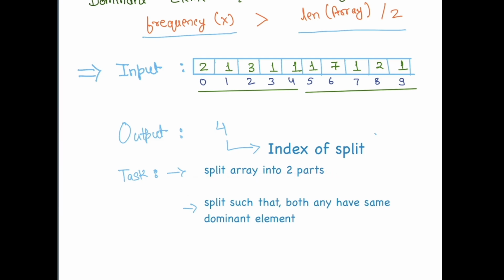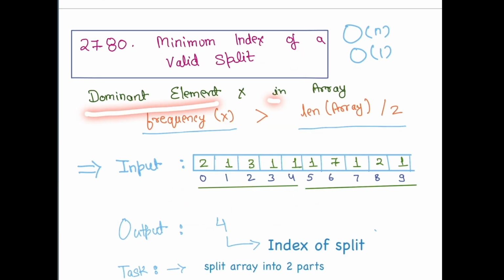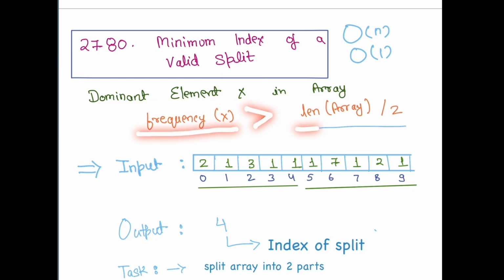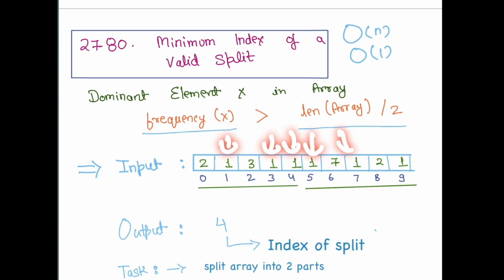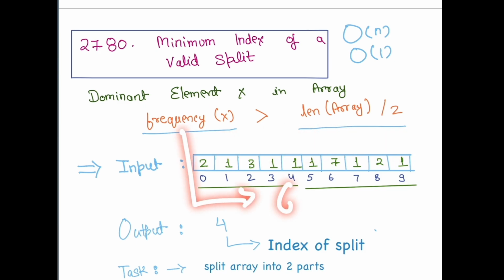Now, how are we going to split? We have to split them such that both arrays have the same dominant element. The first thing we need to understand is what a dominant element is. The dominant element in an array is some element x for which the frequency of x is more than half of the length of the array. Right now the length of the array is 10. So what is the frequency of 1? It is 1, 2, 3, 4, 5 and 6. So the frequency of 1 is 6, and what is half the length of the array? It is 5, because the length of the array is 10. Since this is true, 1 is your dominant element. This is the rule: just find the frequency of your element and if it is more than half the length of the array, then that is the dominant element in that array.